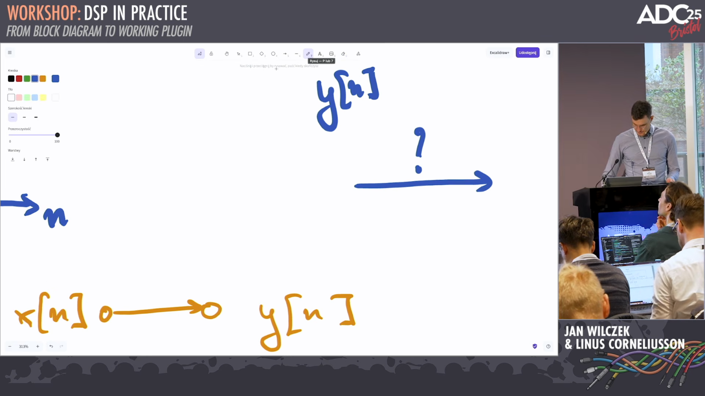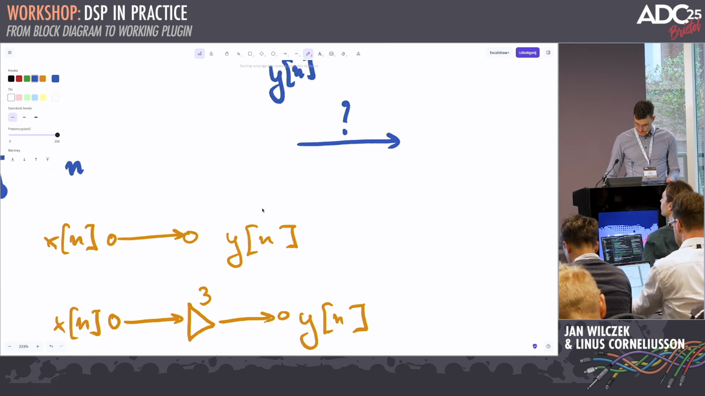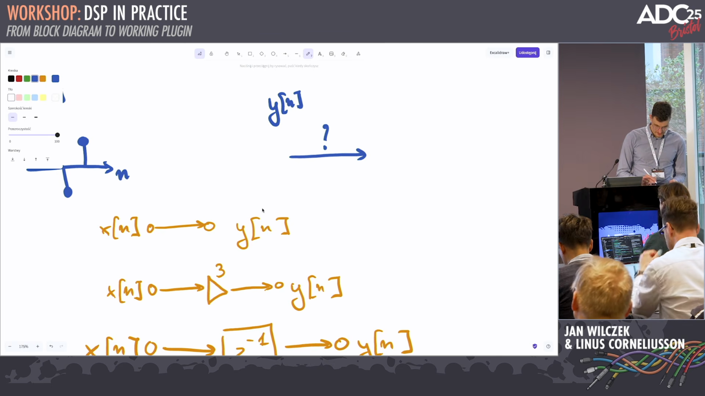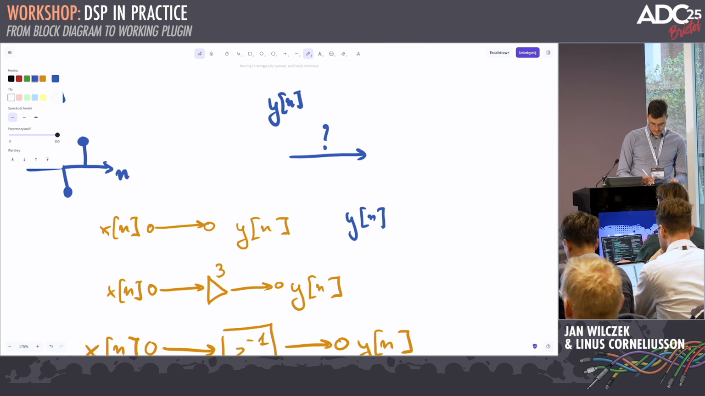Okay. And generally, difference equations are easier to implement, or in other words, that's what we implement. So in this first instance, we have a system that does nothing, right? So the output is equal exactly to the input.